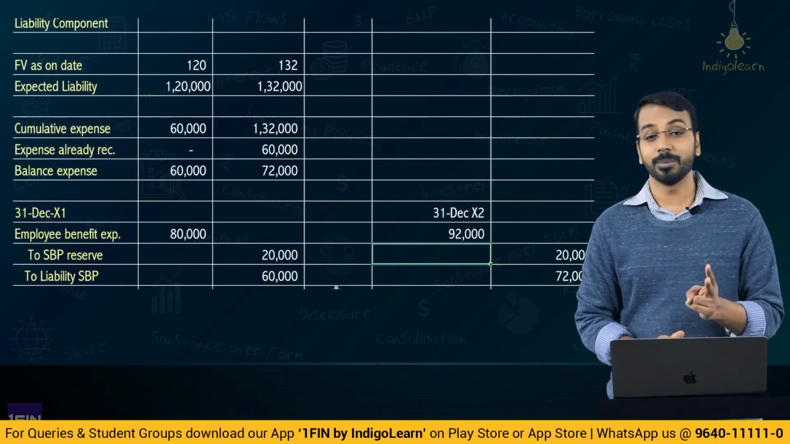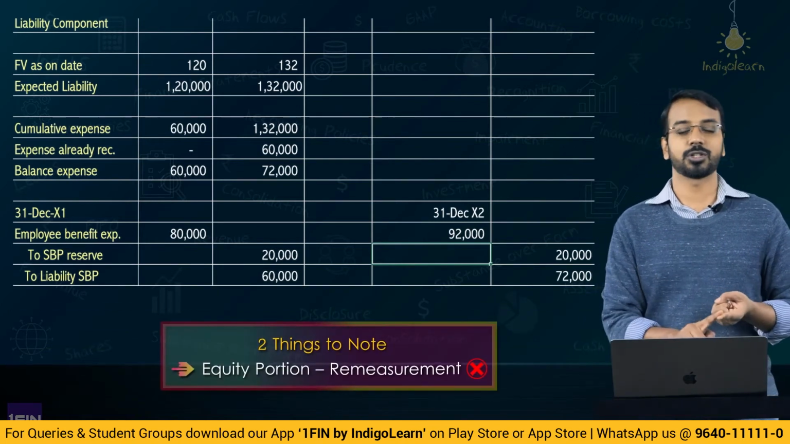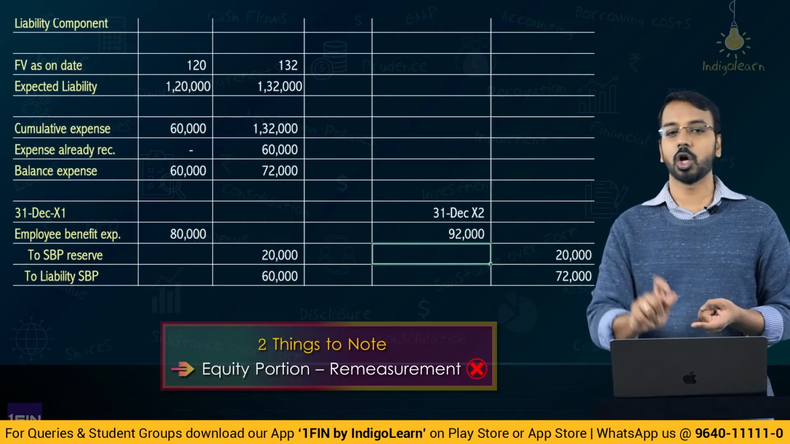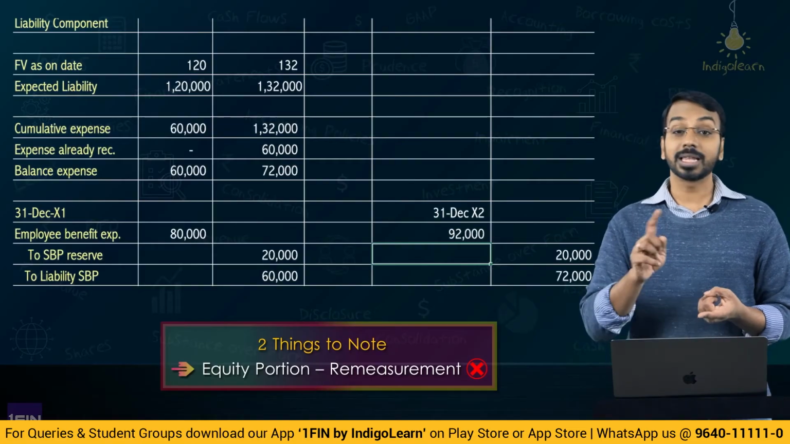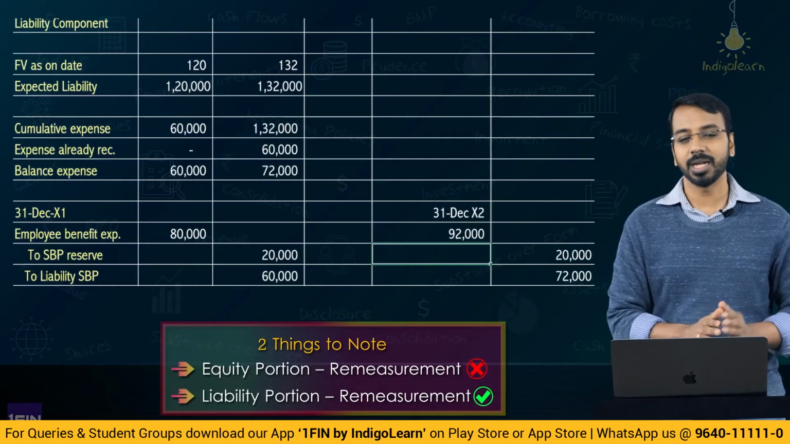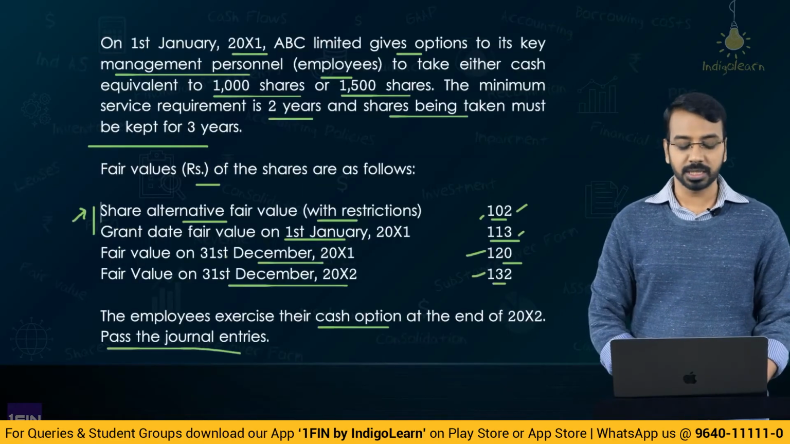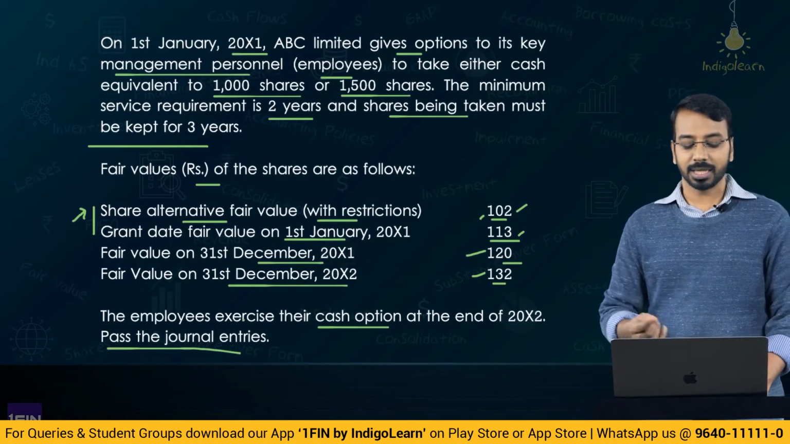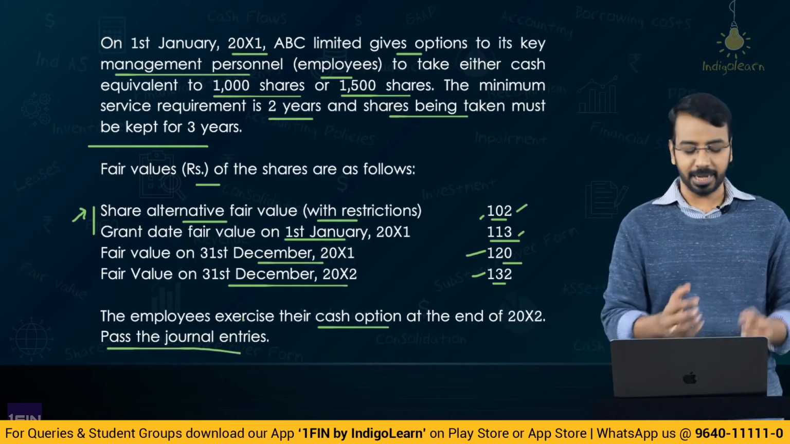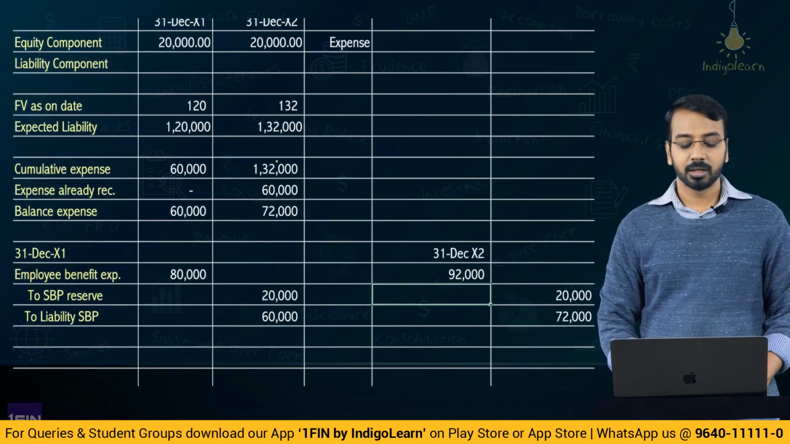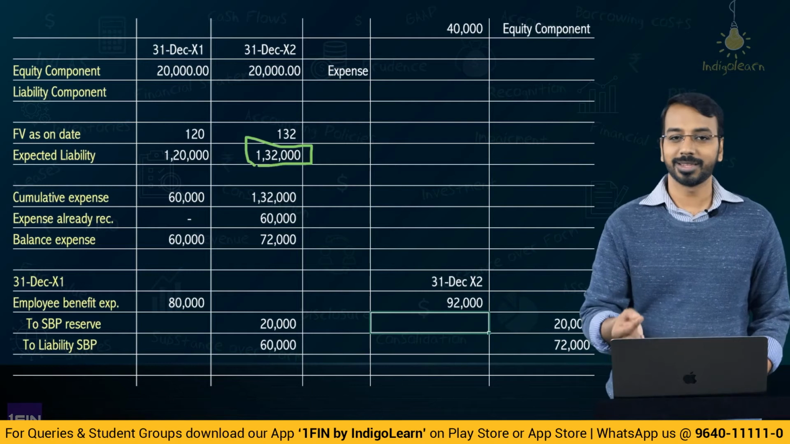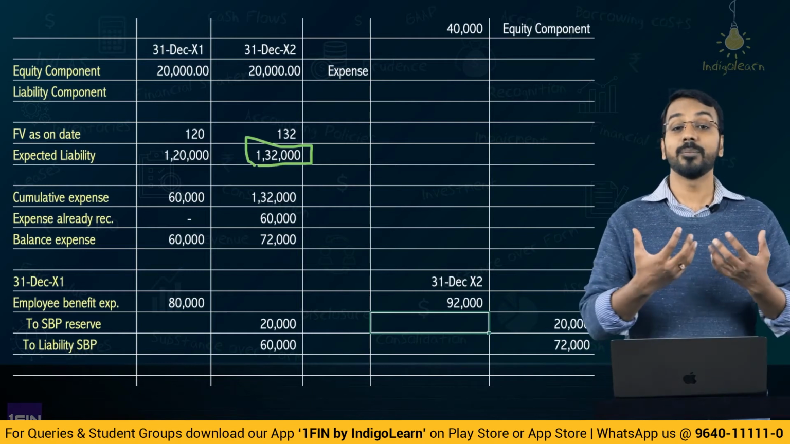Two things that you have to keep in mind is that for the equity portion or for the equity settlement part, you will not do any kind of revaluation or remeasure the fair value. For the liability part, you will remeasure the fair value at the end of each reporting period and on the date of settlement. Now the question says that on the date of settlement, the employees exercise their cash option. Meaning to say, what will the employee get? The employee will get a total value of 1,32,000, which is nothing but 132 multiplied by 1000. That is what the employee will get.